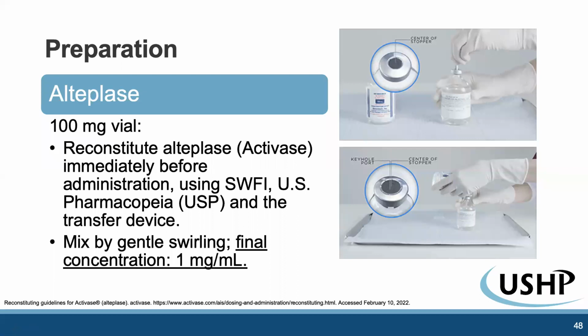And so just being able to acknowledge the differences between the 50 milligram vial versus the 100 milligram vial is important because we always have shortages. Maybe you're used to reconstituting the 50, but understanding the differences between the 100 versus the 50 matters. And then the final concentration for alteplase here is 1 milligram per mil.